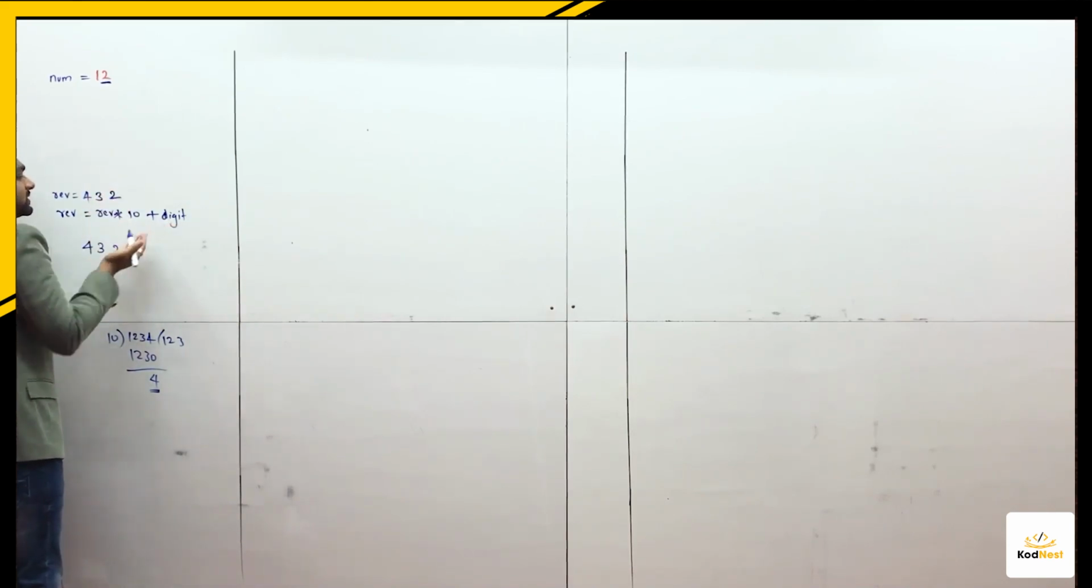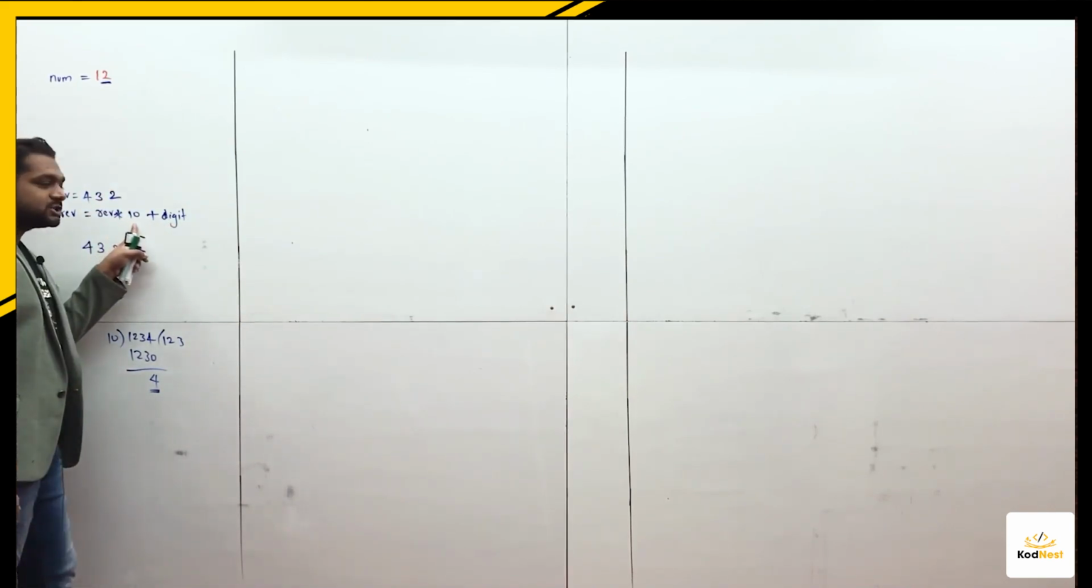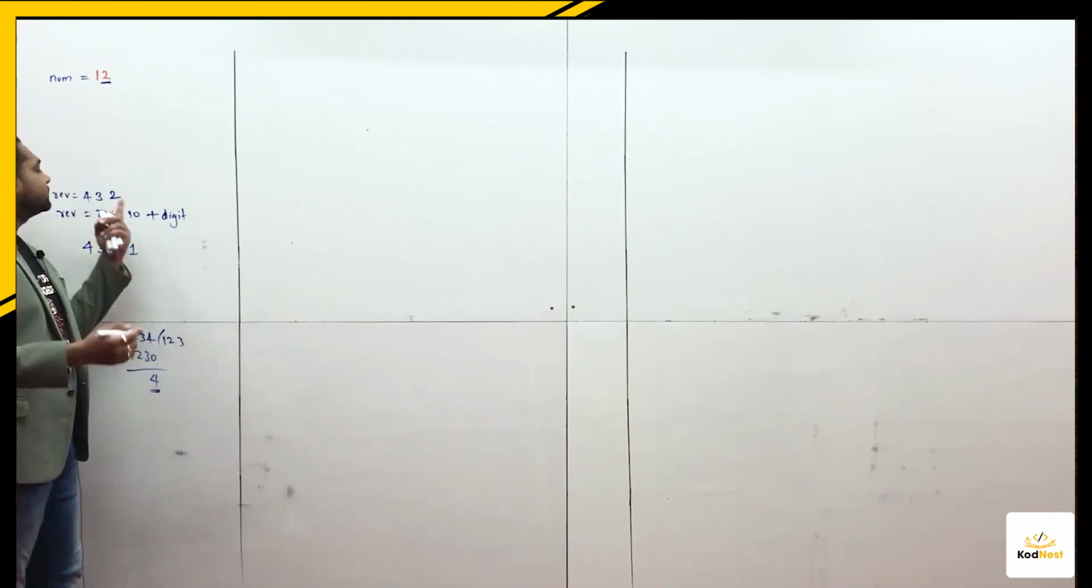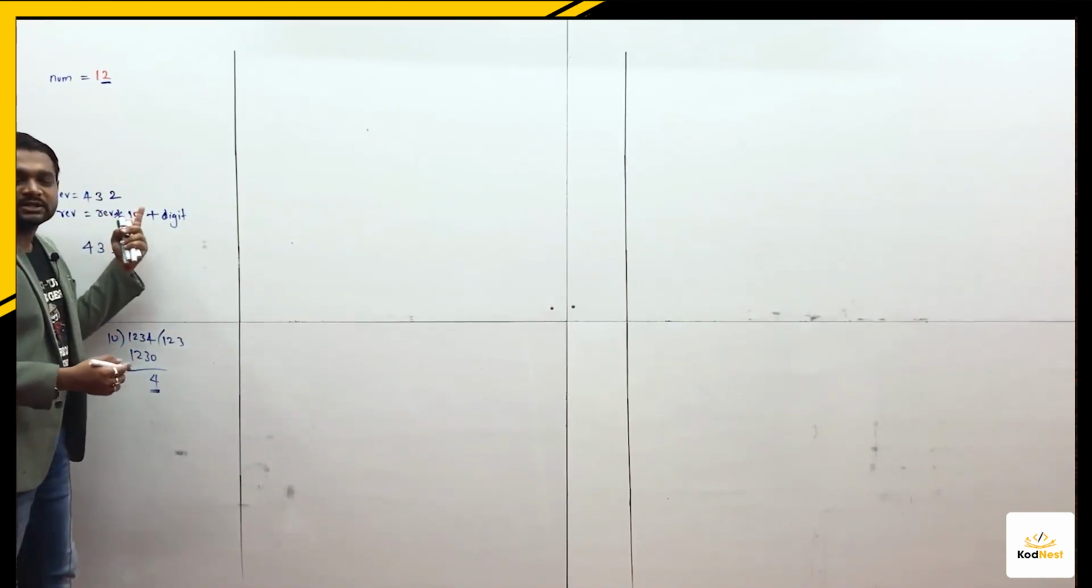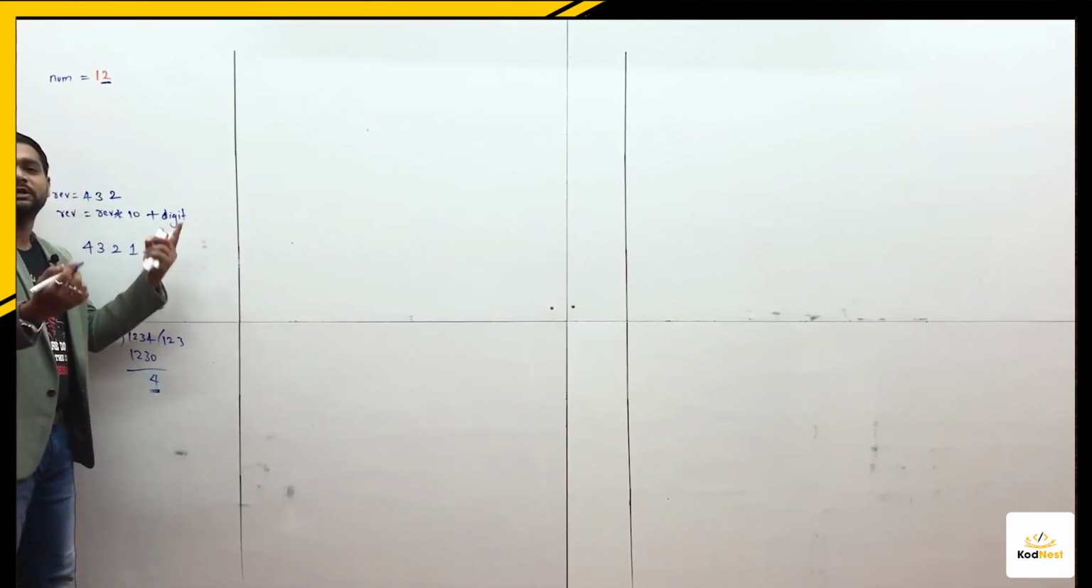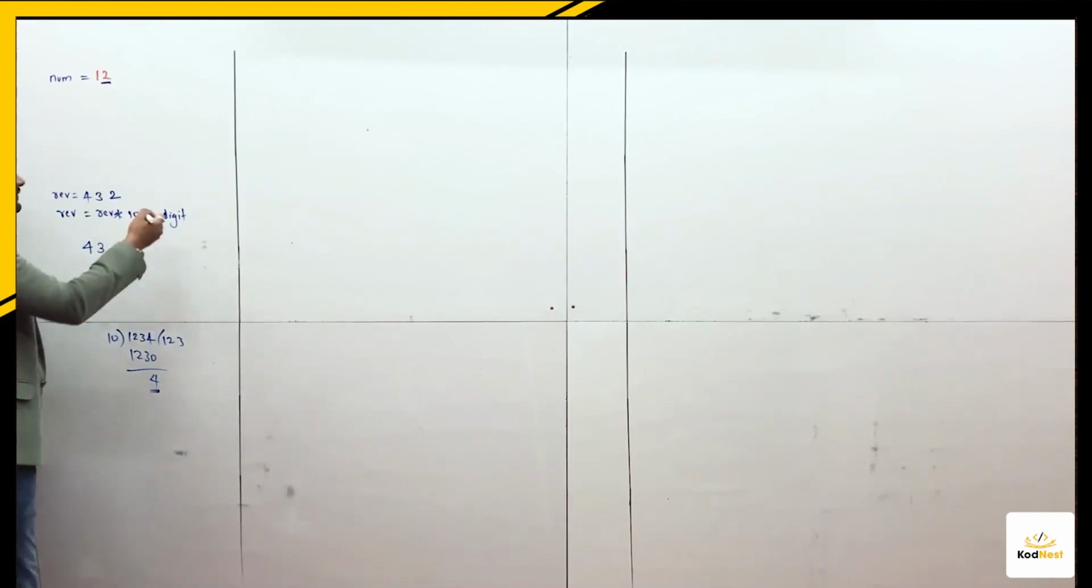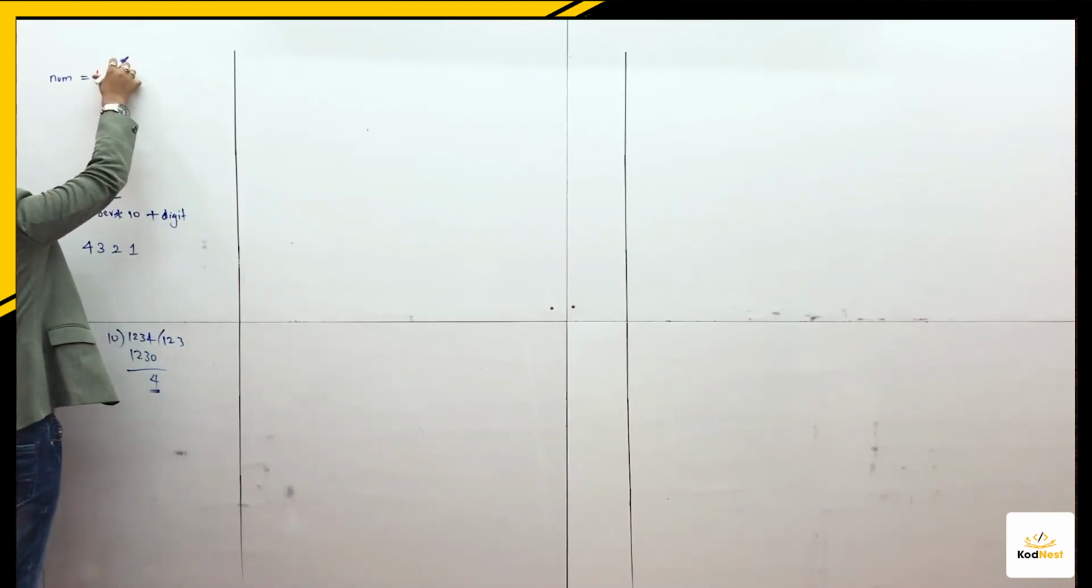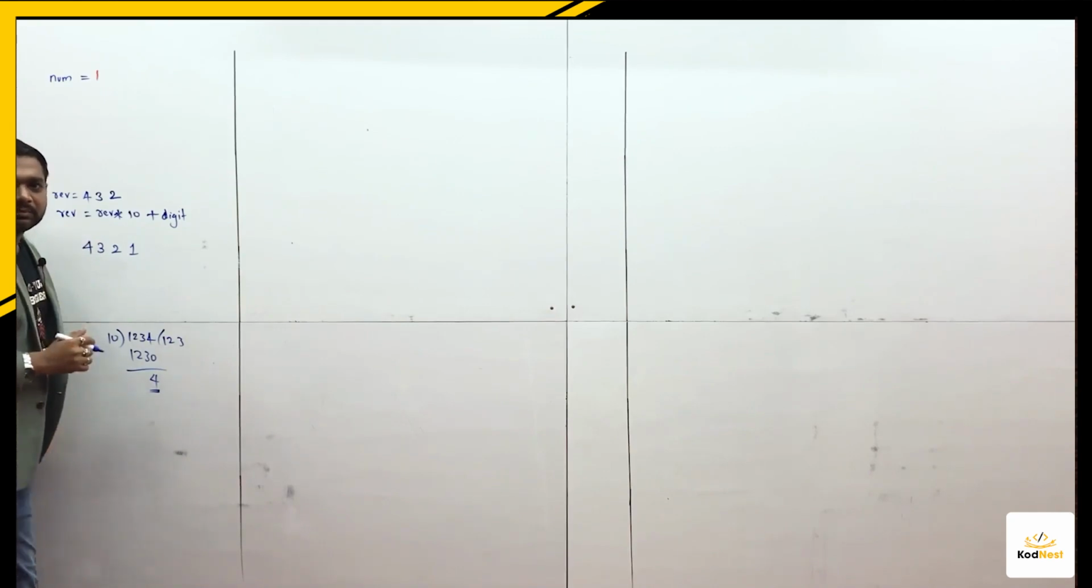How, sir? Like this. 14 into 10 is 140, 140 plus 2 is 142. Correct. Sorry. 43 into 10 is 430. 430 plus 2 is 432. After adding, remove it. You will get one more new number.